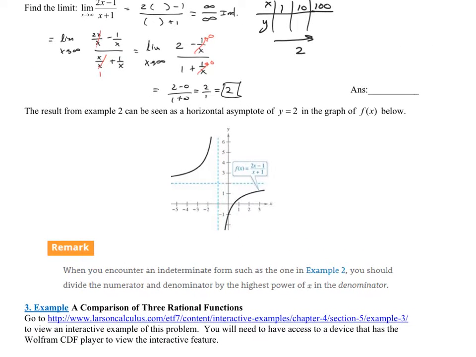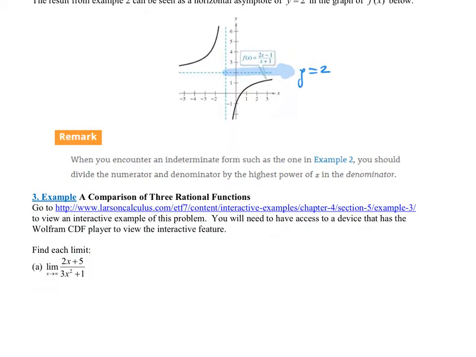Okay? It says, the result from example 2 can be seen as a horizontal asymptote of y equals 2 in the graph of f of x below. So what did we just figure out? We just figured out as we go to the right, it approaches the y value 2. So this y equals 2 is a horizontal asymptote. So as we went to the right, it approached 2, so we know this is a horizontal asymptote, okay? When you encounter an indeterminate form, such as the one in example 2, so what they're talking about here is when we saw infinity over infinity, okay?